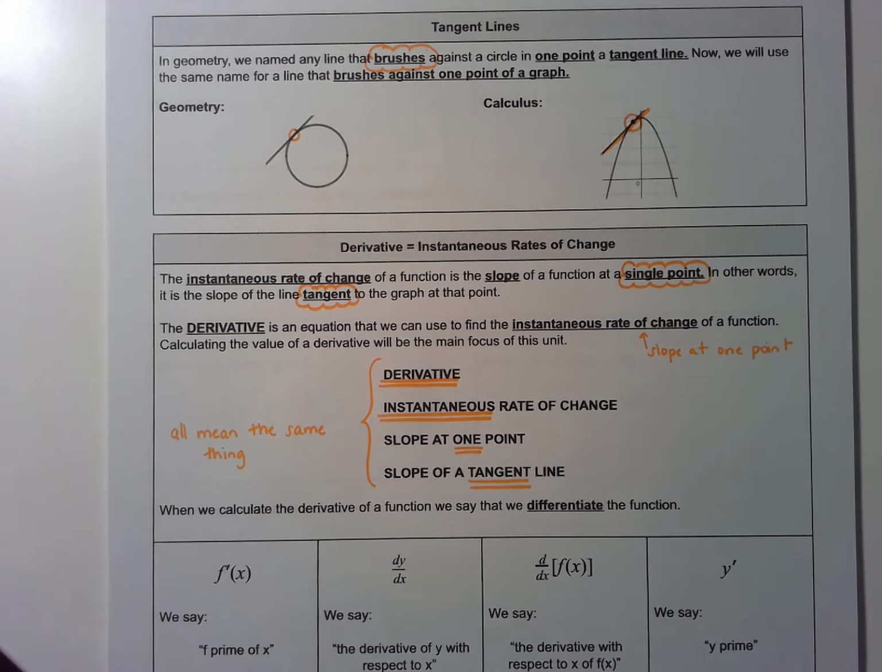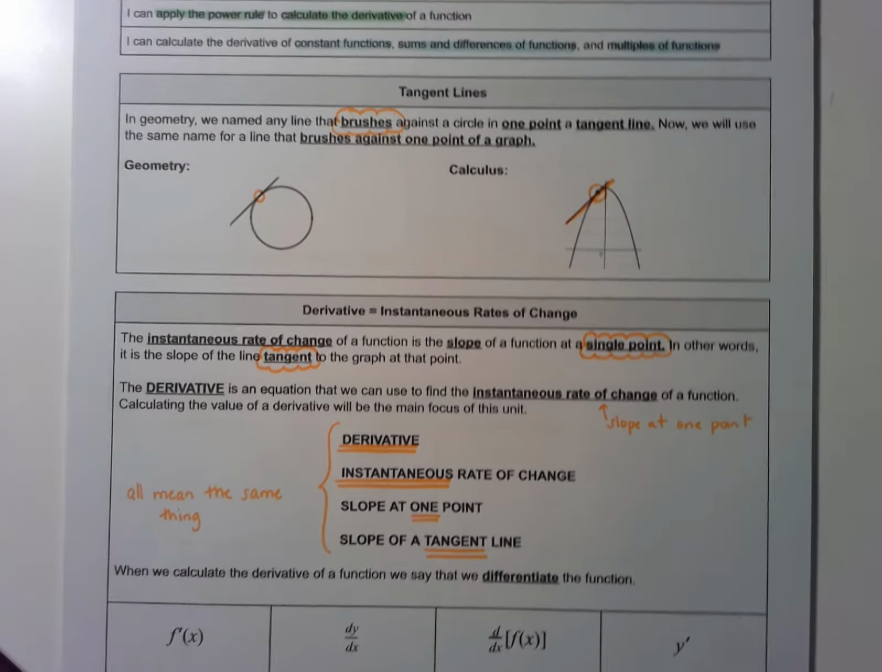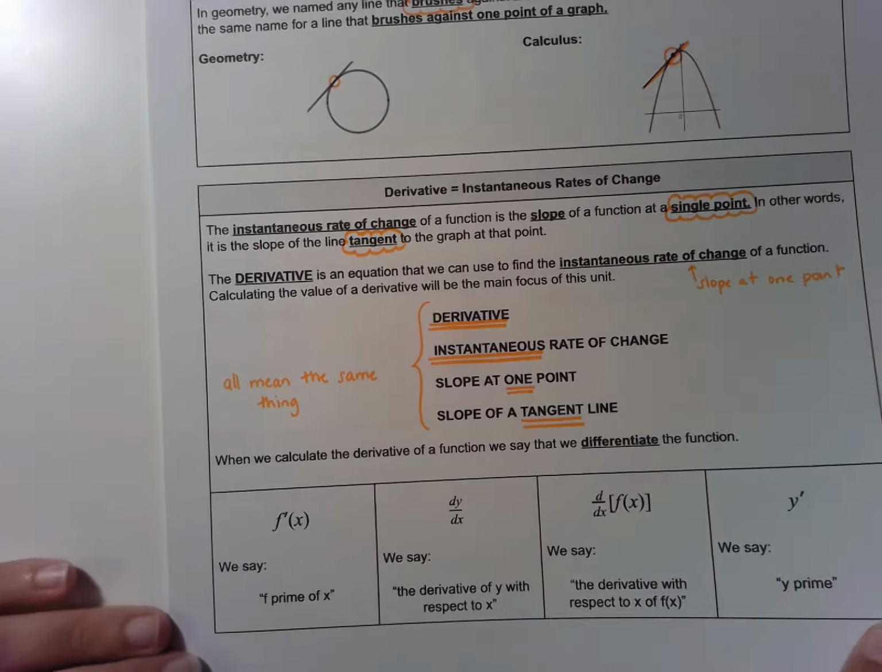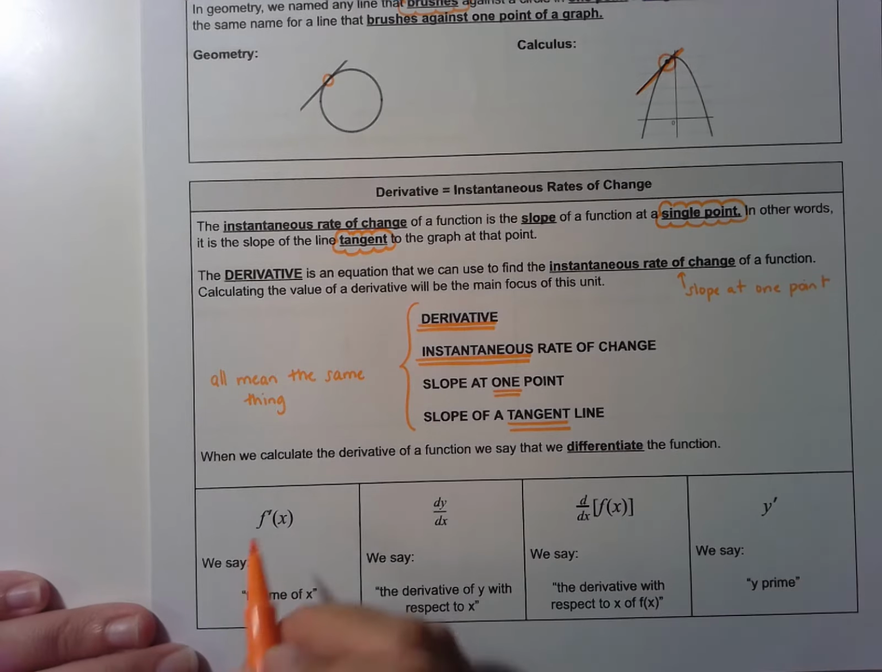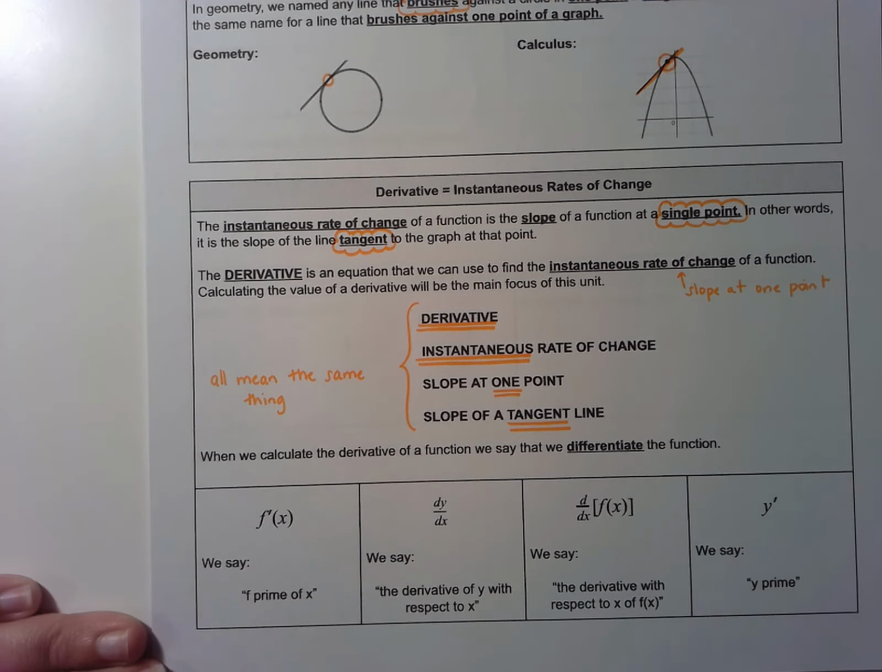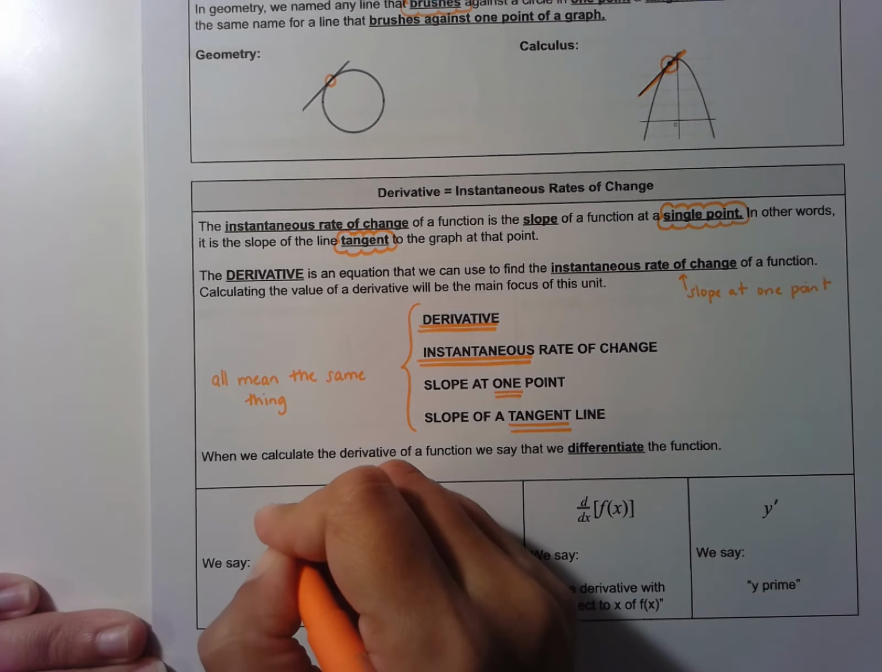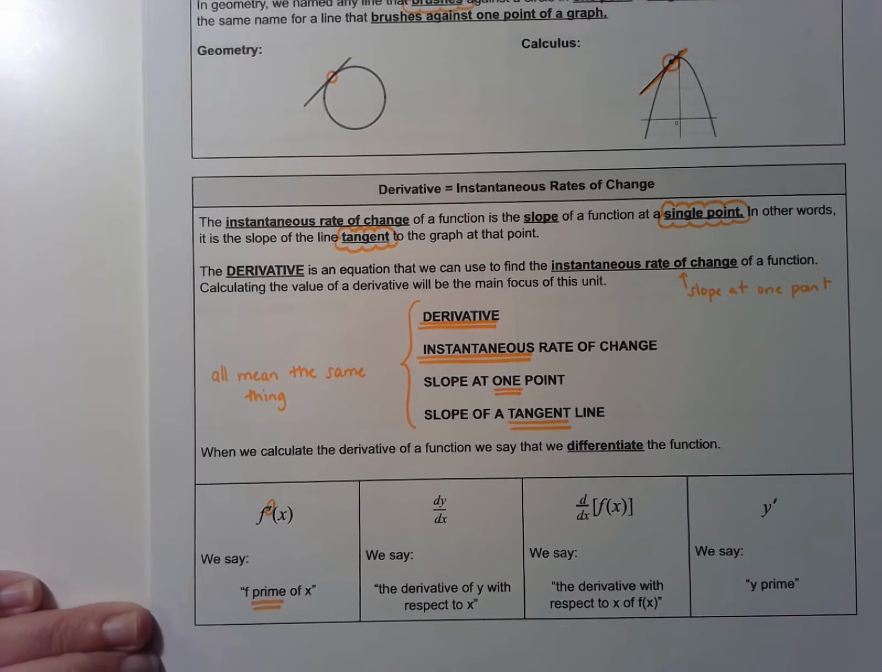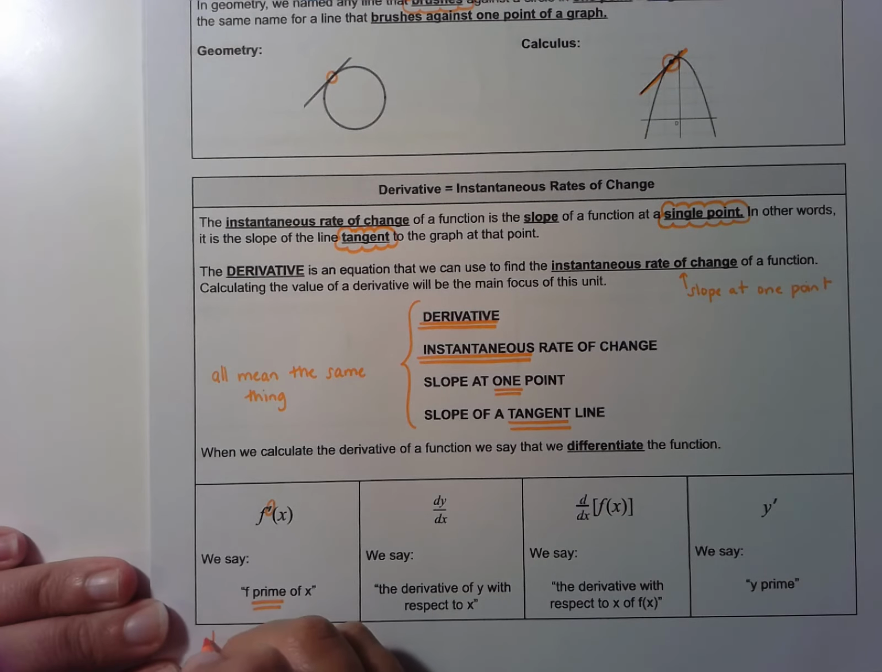Now, the notation for this, because rather than saying all these words, we'd like to have a shortcut. The notation for this looks like this. If we say F and then we put like a little tick mark there, X. What we say out loud is F prime of X, prime meaning this tick mark, and that means the derivative of F.